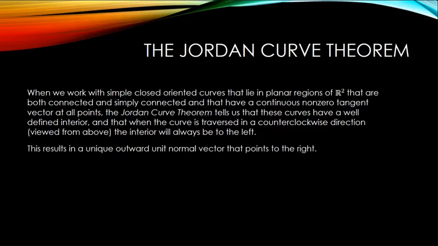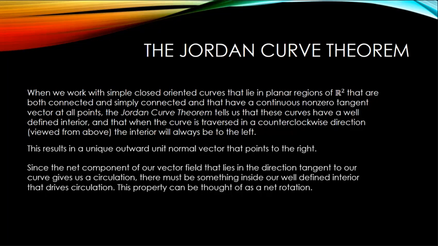This results in a unique outward unit normal vector that points to the right. And since the net component of our vector field that lies in the direction tangent to our curve gives us a circulation, it also tells us that something inside our well-defined interior is driving that circulation. And you can think of this as a net rotation in the field.